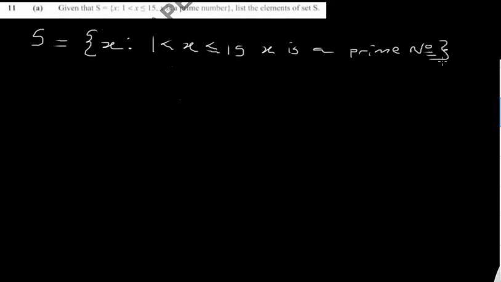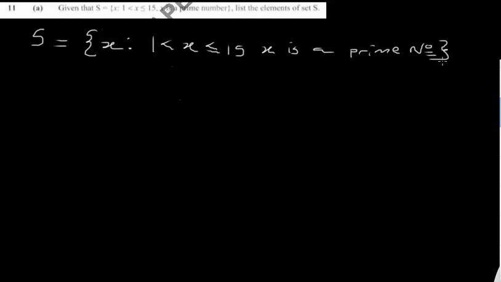Okay, so that is what we have there. Given that set S equals {x : x is greater than 1 but less than or equal to 15, and x is a prime number}. It goes on further to say, list the elements of set S. So this is a very simple question. It's simply asking you to list prime numbers between 2 and 15.